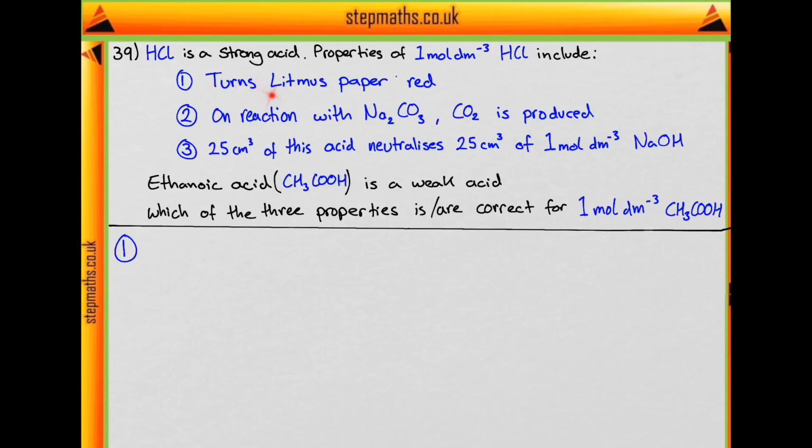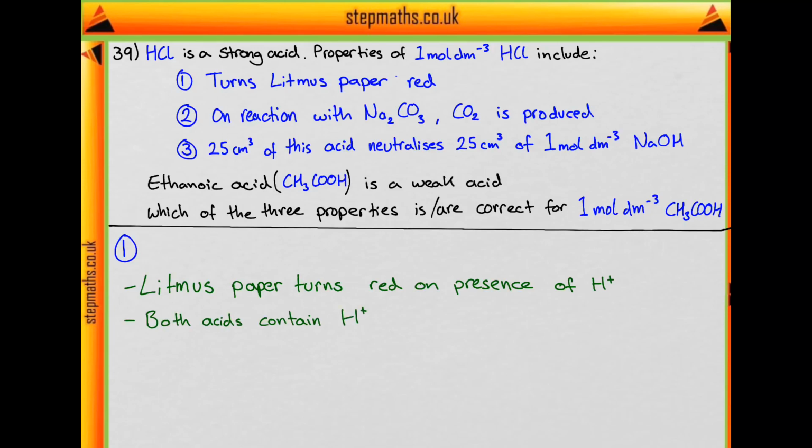So for the first property, turns litmus paper red. Litmus paper turns red due to the presence of H+. We know that both of these acids contain H+, therefore the ethanoic acid will also turn the litmus paper red.